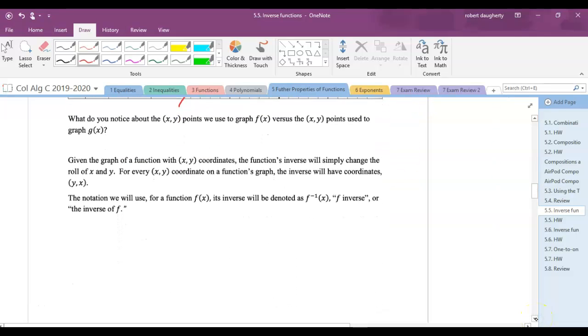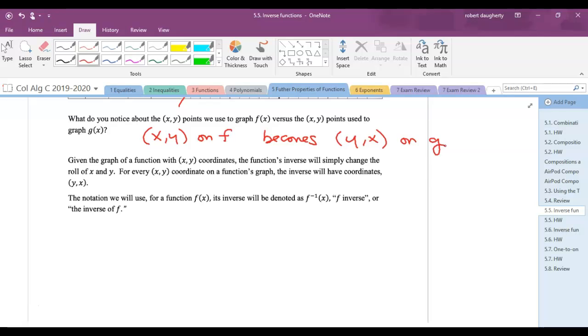So what do you notice about the x, y points on graph F versus graph G? They just basically switch roles. So we know that if (x, y) on the graph of F becomes (y, x) on the graph of G. All that happens is if these two functions are inverses, their x and y values just change roles.